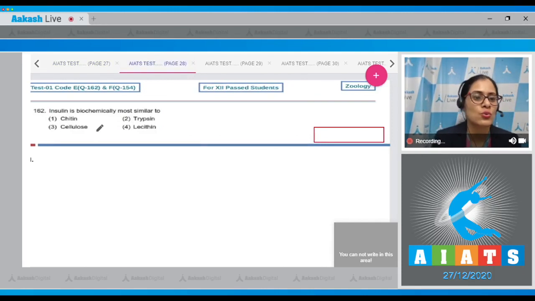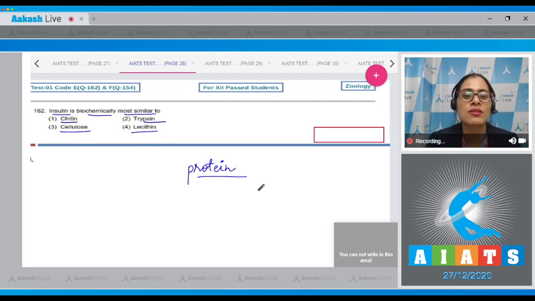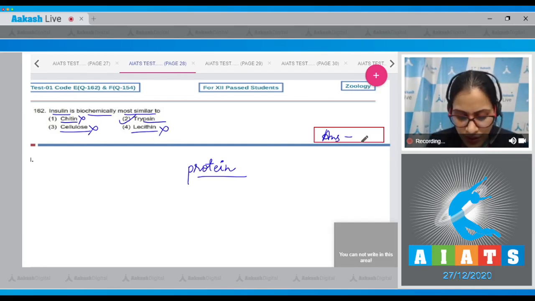Question number 162. Insulin is biochemically most similar to. Insulin is proteinaceous in nature. And among the given options like chitin, trypsin, cellulose and lecithin, it is more similar to trypsin, which is also a proteinaceous enzyme. The first option, chitin, is incorrect. It is a homopolymer of N-acetylglucosamine. Cellulose is also incorrect, and lecithin, which is a phospholipid, is also an incorrect option. So the correct answer to this question is option number 2. Let's move on to the next question.